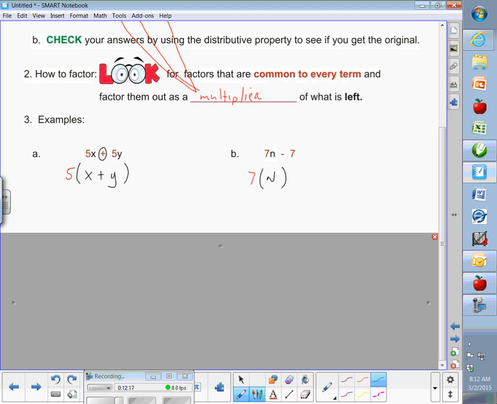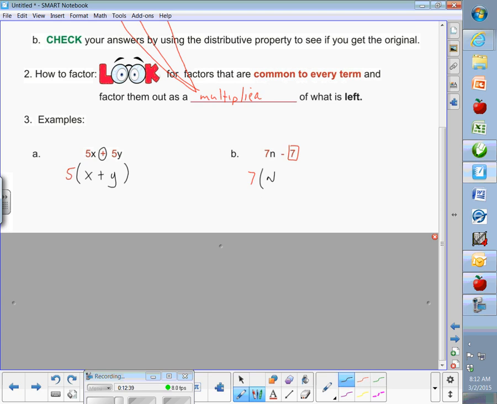But look what happens when you do the check. Again, don't write this in your notes. You get a 7n. Is that the original? And the answer is no. So what went wrong? What's the problem? Well, they missed this aspect. When you take everything out, indeed what's left is a 1.